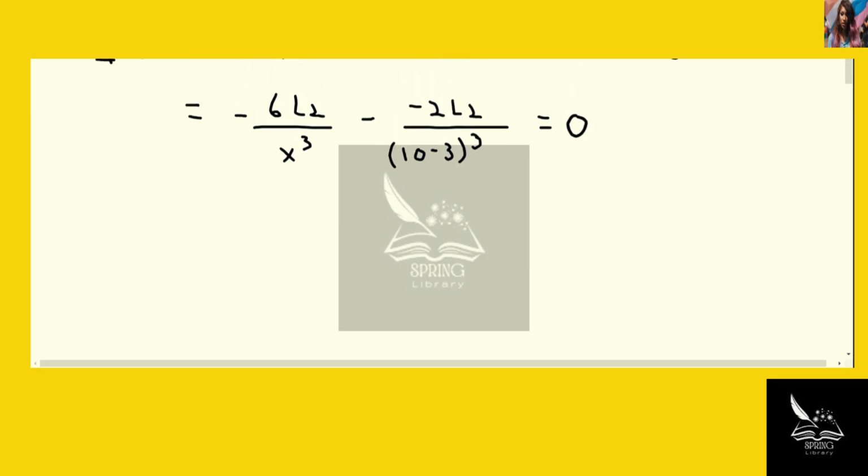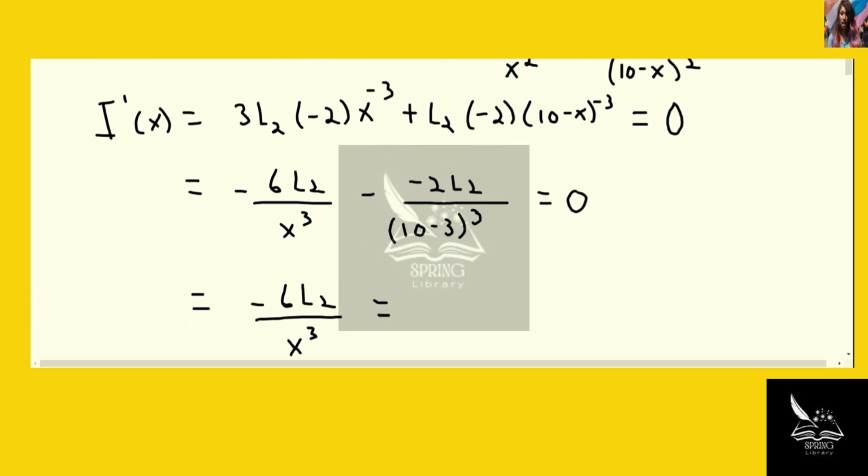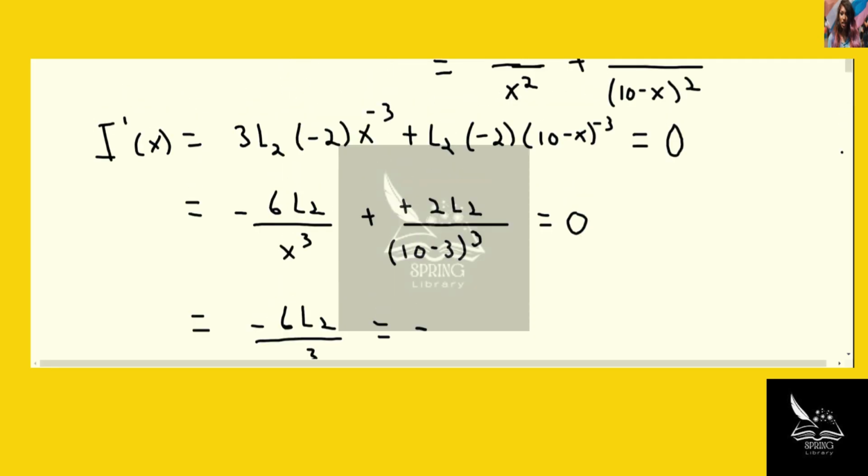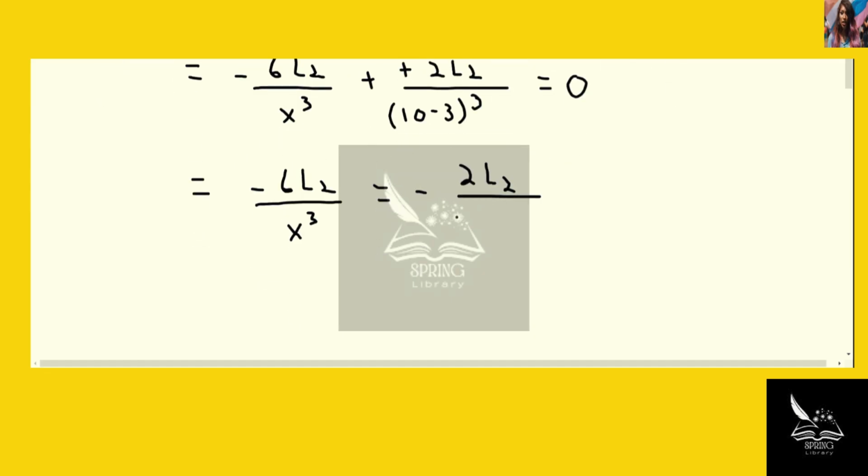All right, now let's move the L's to one side and the x's to the other side. So we could do 6 L2 over x cubed equal to positive, so it should be a positive here, right? This is a negative, negative, so it becomes a positive. You have 2L2 over 10 minus x cubed. All right, you divide everything by negative 2.